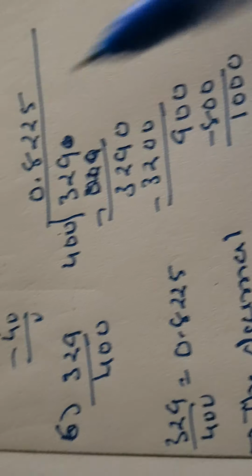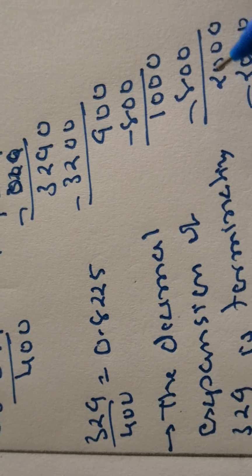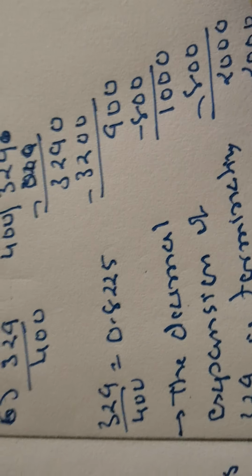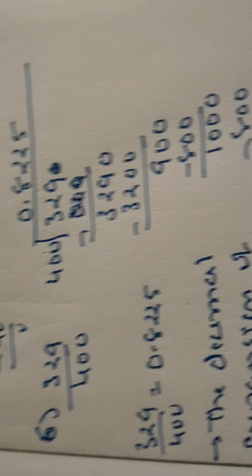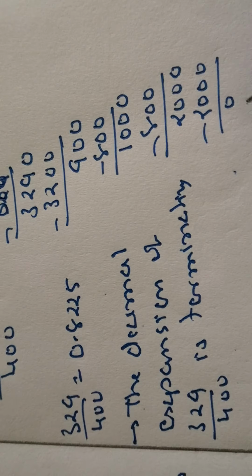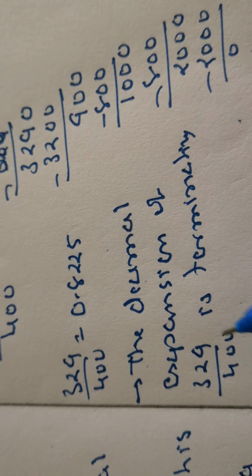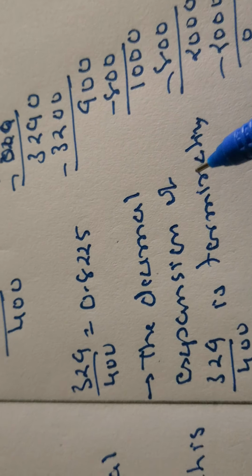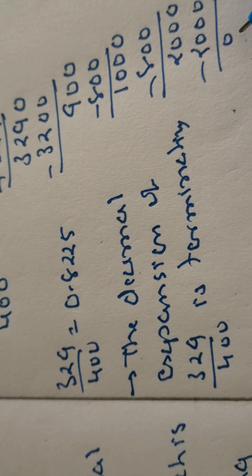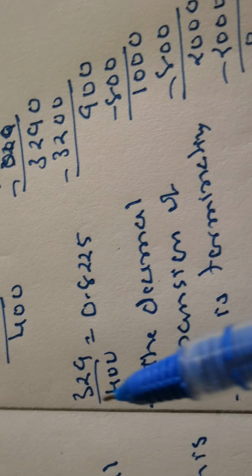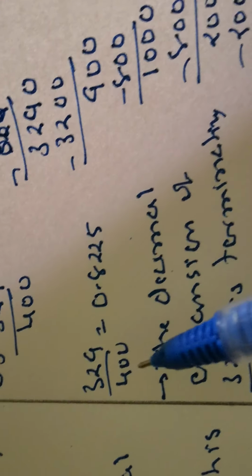So again 400 2s are 800. So the remainder is 200 and 0 extra. 400 5s are 2000. So remainder is 0. So the decimal expression of 329 upon 400 is terminating because the remainder is 0. And your answer will be 329 upon 400 is 0.8225.